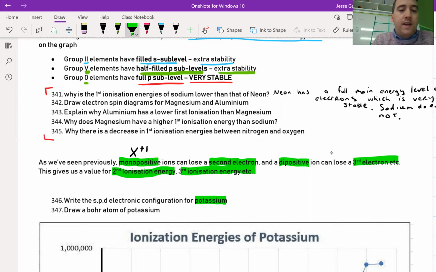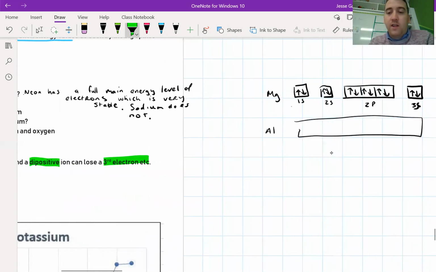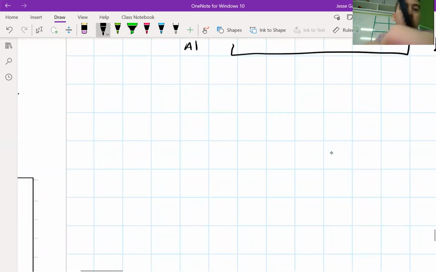So what I want you to do is questions 3.4.6 and 3.4.7. Go ahead, pause the video, and write down the spd electron configuration for potassium. And when you're finished doing that, draw the Bohr atom of potassium. So this is an atom with the energy levels shown as circles with the electrons in them. So pause the video and do that now. Okay, so you should only be playing if you've done those two questions. It's really important to remind ourselves of these two things before we begin. So let's go ahead and do that.